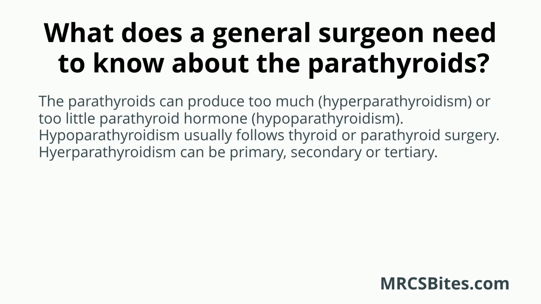What does a general surgeon need to know about the parathyroids? The parathyroids can produce too much parathyroid hormone, hyperparathyroidism, or too little, hypoparathyroidism. Hypoparathyroidism usually follows thyroid or parathyroid surgery. Hyperparathyroidism can be primary, secondary, or tertiary.